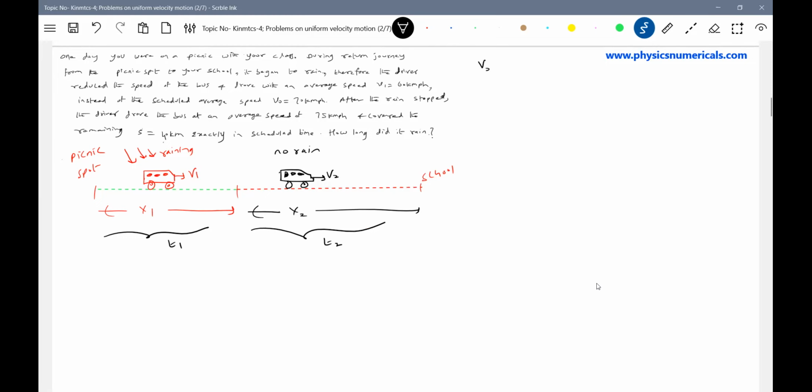V2 is 75 km per hour. If there were no rain, the average would have been 70 km per hour. Okay, then we have discussed some concepts, if you can recollect. So what is V average? It is equal to the total distance covered by time taken. What is X1? V1 T1 plus V2 T2 by T1 plus T2. What is T1? The duration of time for which it rained.